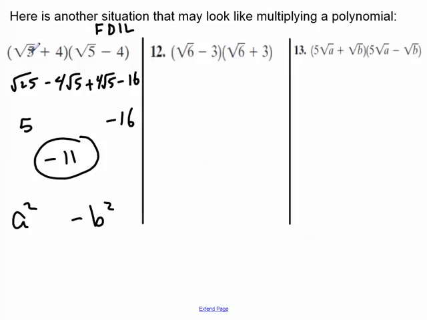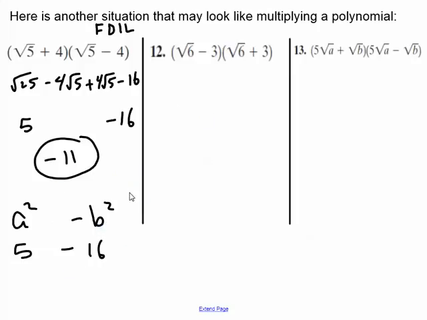This is my A. A is square root of 5. A squared would be 5. Minus B squared. B would be 4. So B is 4. B squared is 16. 5 minus 16 is right here. We've kind of cut out this spot here. And 5 minus 16 gives us negative 11.